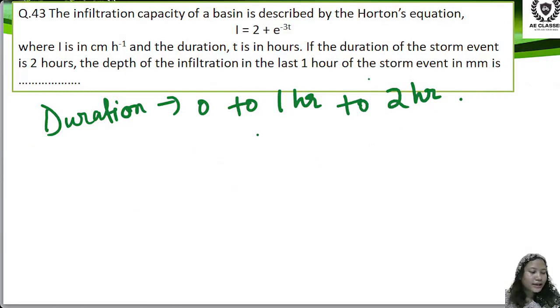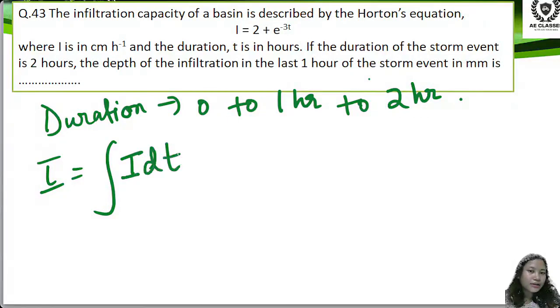All right, and so I, just take it capital I. This is equal to how much? I is the infiltration capacity, or the depth of infiltration, I dt. Okay, just wait. This is the equation given here, Horton's equation, representing the infiltration capacity.